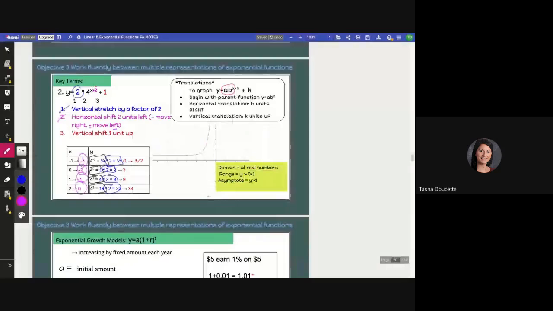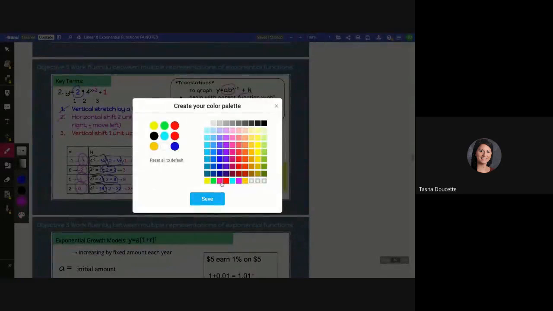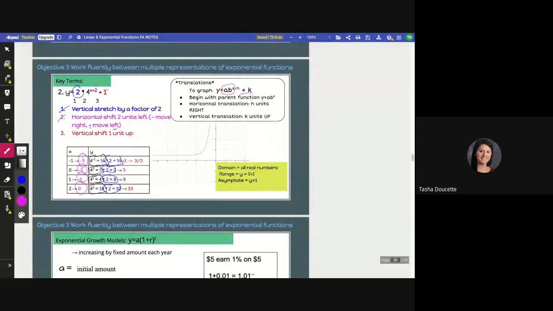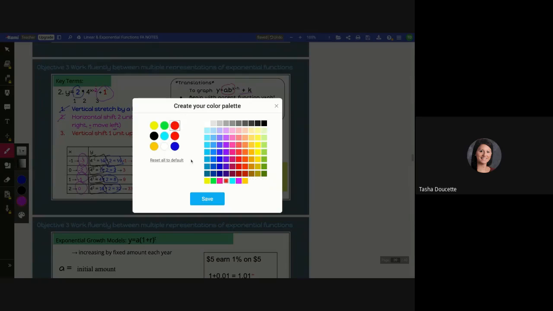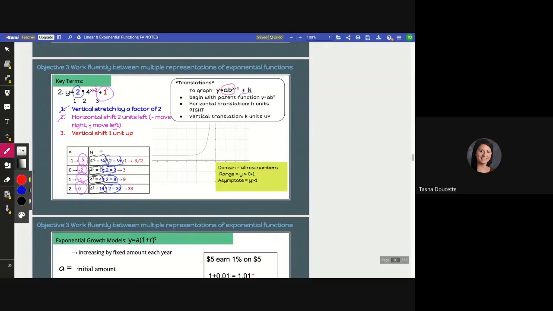I look at my last bit of the equation, which is your plus k, and you'll notice here that it is in fact a plus. So perfect, I know I'm going up. Here we go, so plus 1. That means we're going up. Going up means you're on the y-axis, so I'm looking at my y values. 1/2 plus 1 gives me 3/2. 2 plus 1 is 3. 8 plus 1 is 9. 32 plus 1 is 33.